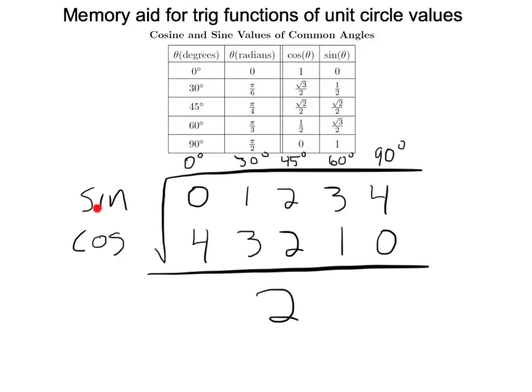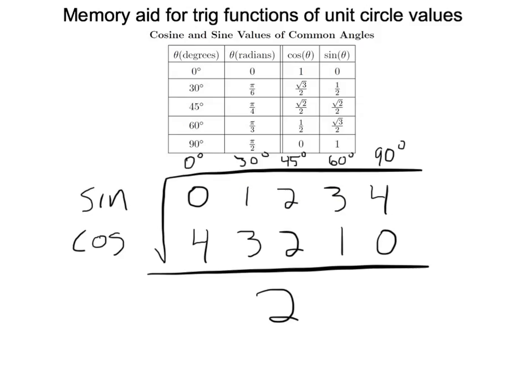Sine of 45 degrees, square root of 2 over 2. Cosine of 90 degrees, square root of 0 over 2, that's just 0. Sine of 90 degrees, square root of 4, which is 2, over 2, which is 1. And we get sine of 90 degrees is 1. So this will get you all of the information in this table without having to memorize it. It's just a very simple pattern.